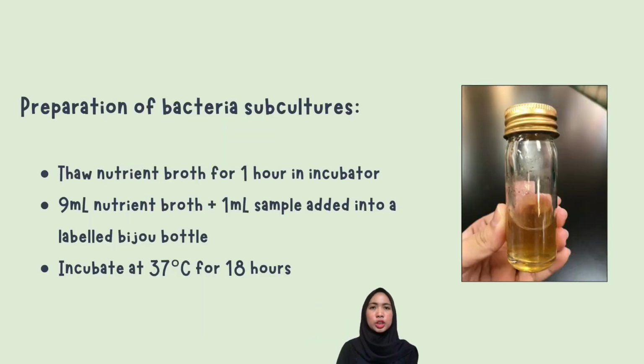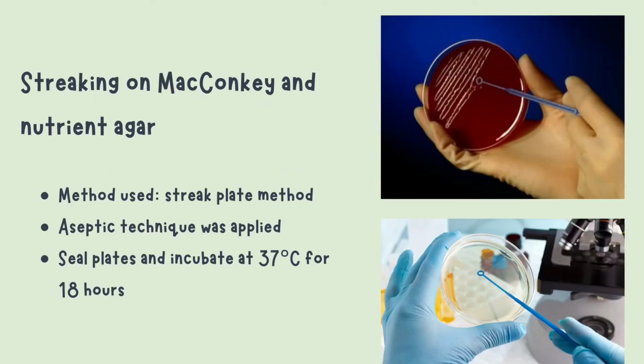E. coli subcultures were prepared by thawing the nutrient broth for 1 hour in the incubator. 9 milliliters of nutrient broth was placed in a labeled bijou bottle. This step was repeated another 29 times. Next, 1 milliliter of the sample was poured into the bottle, gently swirled, and incubated at 37 degrees Celsius for 18 hours.